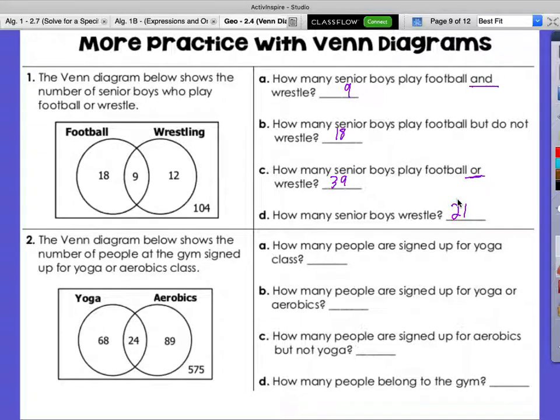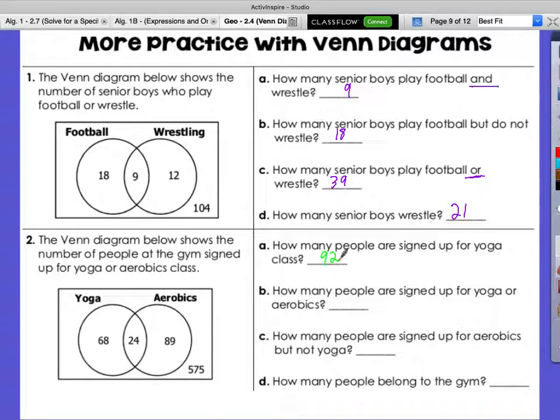Okay. Let's go to number 2. Let's try this one real quick. How many people are signed up for yoga class at this gym in total? 68 plus 24, which is 92. Okay.